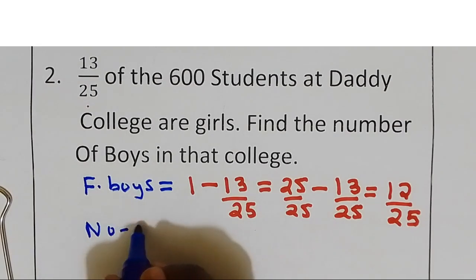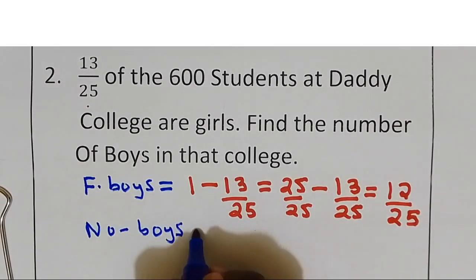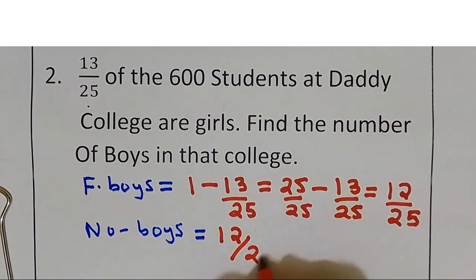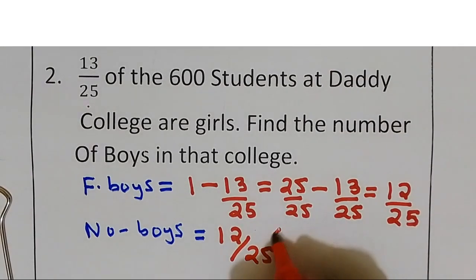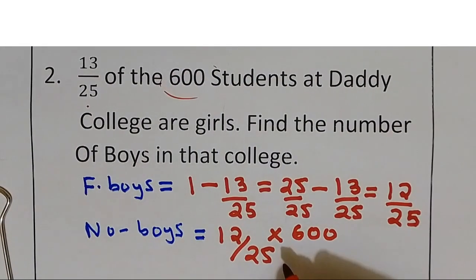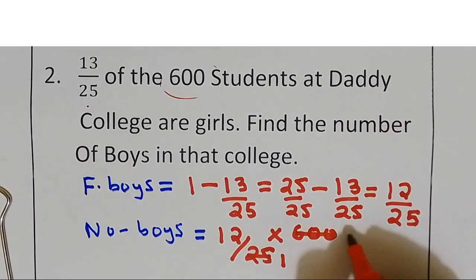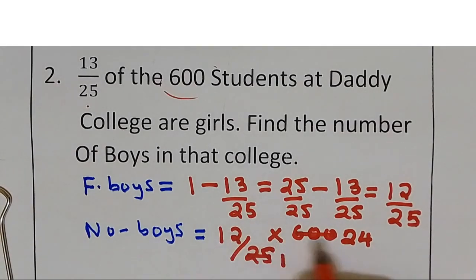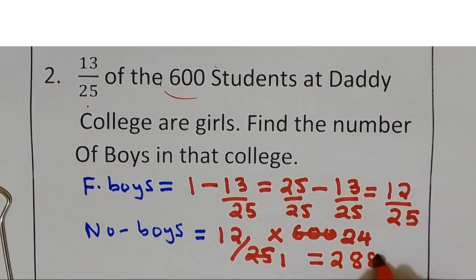Number of boys is equal to 12 out of 25 of all students, which is 600. We can simplify here. By 25, we get 1. By 25, we get 24. 12 multiplied by 24 is equal to 288. So the number of boys, there are 288 in that college.